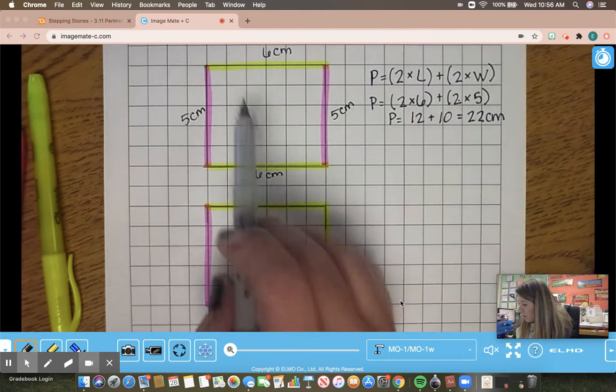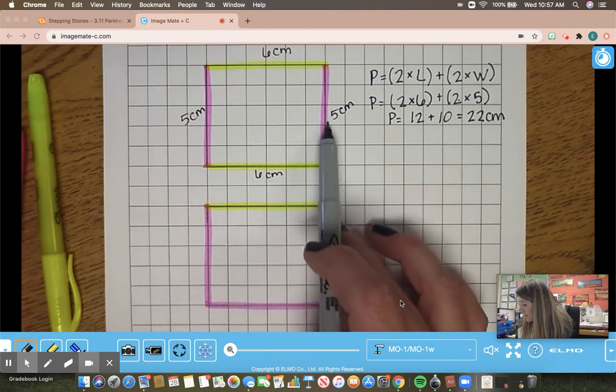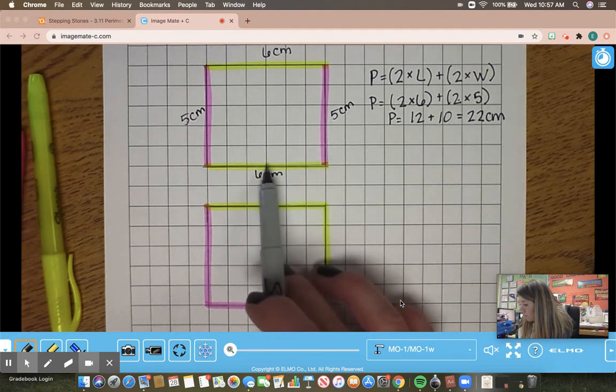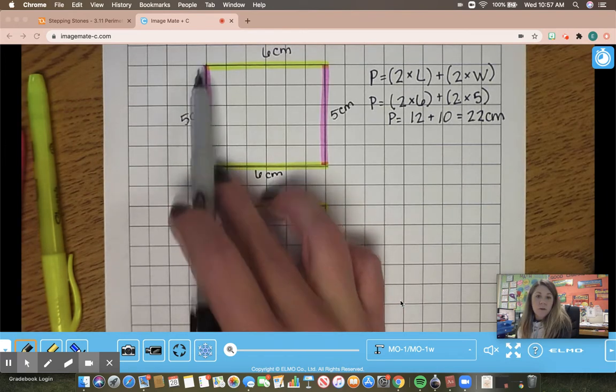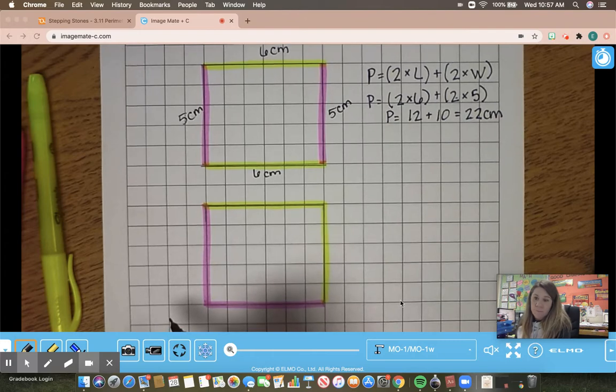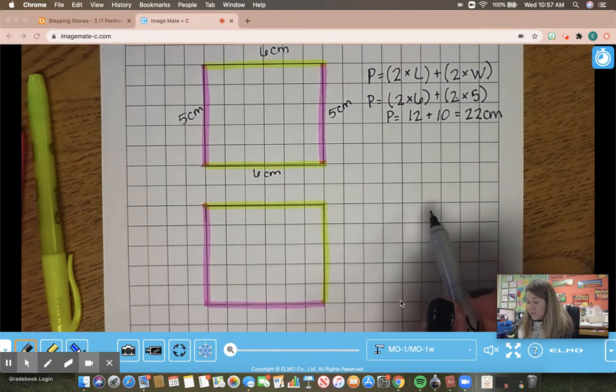I can literally count 1, 2, 3, 4, 5, 6, 7, 8, 9, 10, 11, 12, 13, 14, 15, 16, 17, 18, 19, 20, 21, 22. The distance all the way around. Twice the length plus twice the width. Or we can look at it this way.